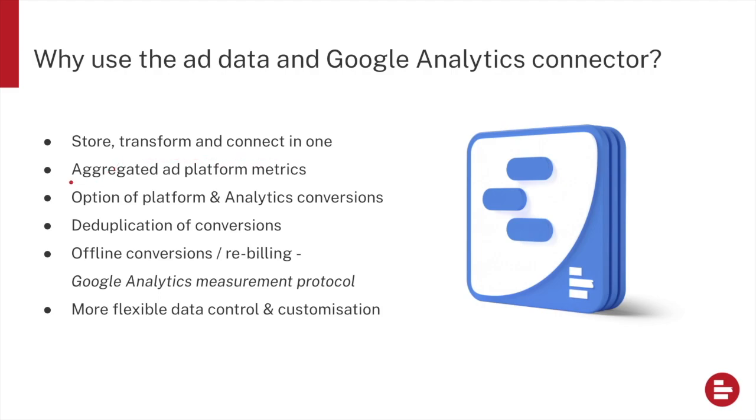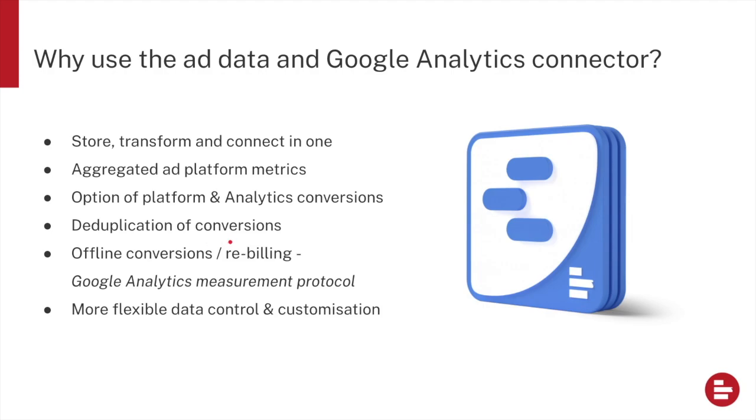So we've touched on aggregated ad platform metrics, so your clicks, impressions, cost, etc., all combined across the channels that you decide to plug in. You then have the option of platform and analytics conversions. So think about goals and e-commerce metrics that are pulled through from analytics. You have the ability to compare that to your platform level data.